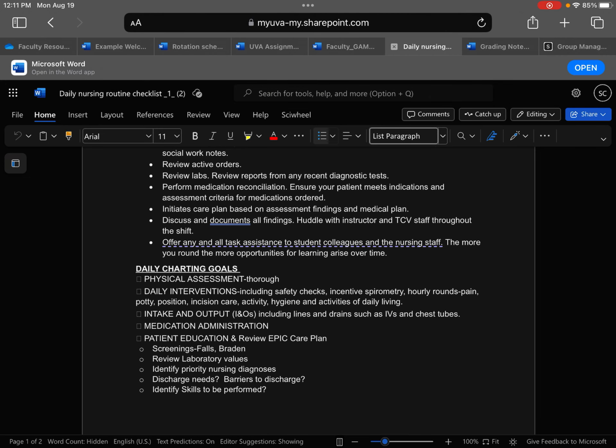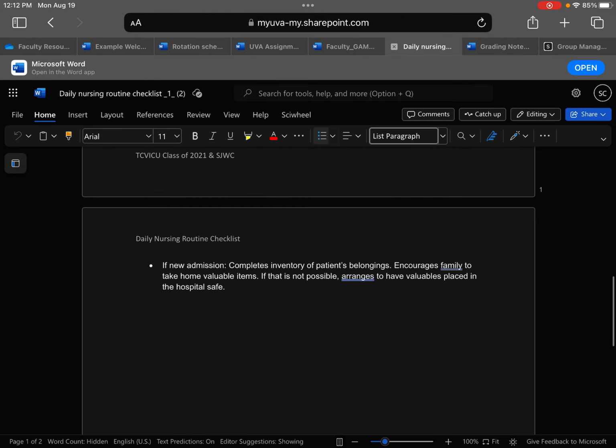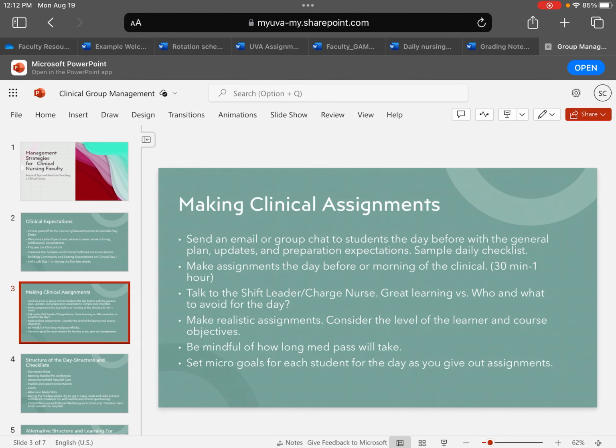What are their daily charting goals? Again, this is an area of electronic charting that I find is inconsistent in students and their previous experiences that they come with. And so making really clear that by 10 a.m., I need to make sure that your physical assessment is complete so that I can review that during lunch. And then other things that they should review in the electronic health record. So that just gives some tips and guidance to help them stay on task.